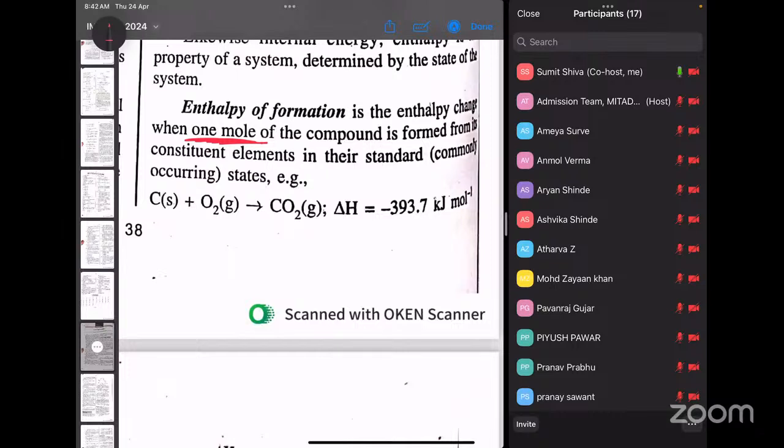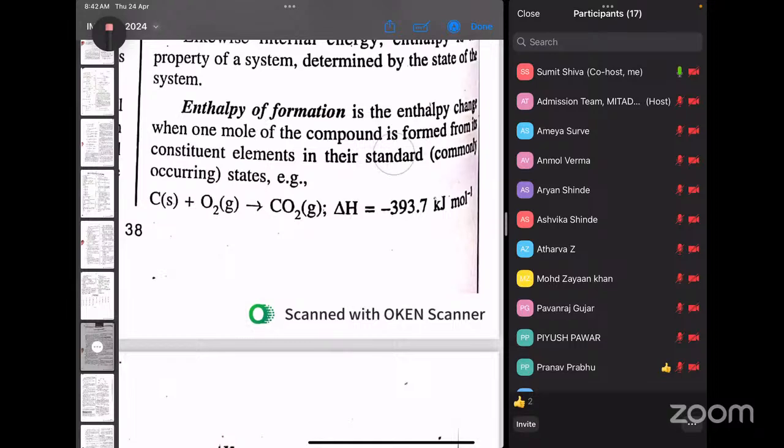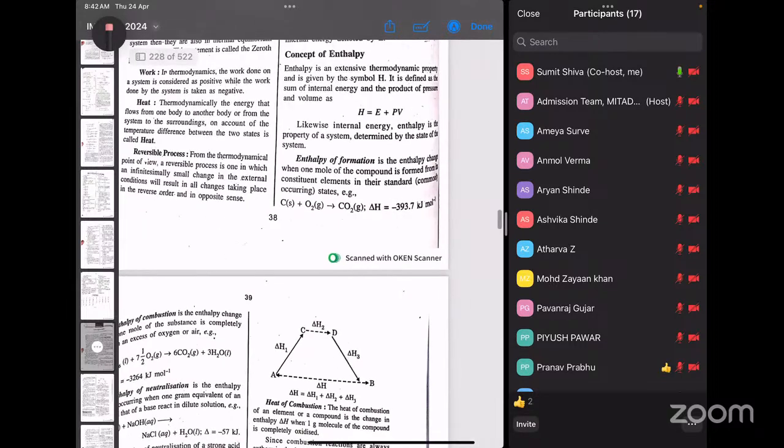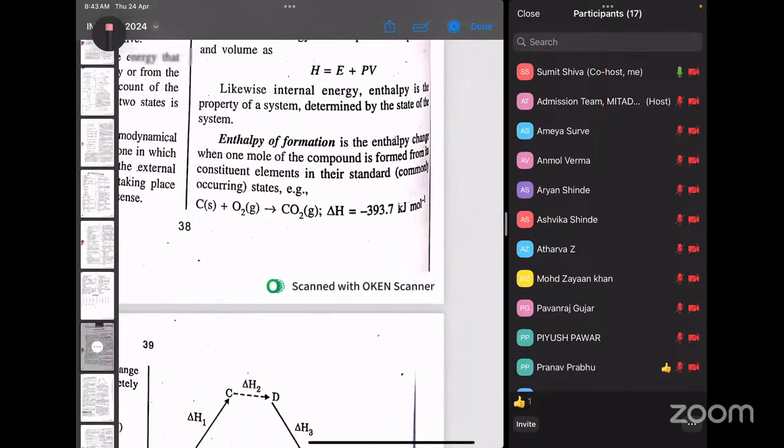For example, carbon plus oxygen gives CO2, and enthalpy of formation in this case is minus 393.7 kilojoule per mole. So if I take here 2 moles of carbon, then what will be the enthalpy of formation? In that case, you have to multiply it by 2 moles. Are you getting it? Okay, so remember about the number of moles. Enthalpy of formation may be positive or negative. Enthalpy is nothing but energy change.